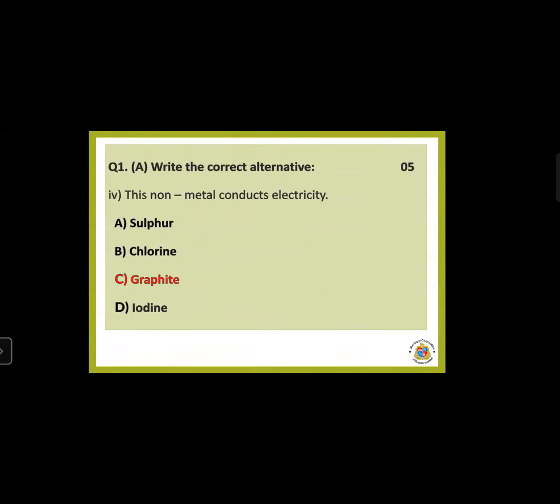Now next is the fourth one. This non-metal conducts electricity. Now we know that metals are good conductors of electricity, but this non-metal conducts electricity. So options are A sulfur, B chlorine, C graphite, and D iodine. So the right answer is C, graphite. We know in our battery cells we use graphite. So graphite is the non-metal which conducts electricity. So the right option is C, that is graphite.